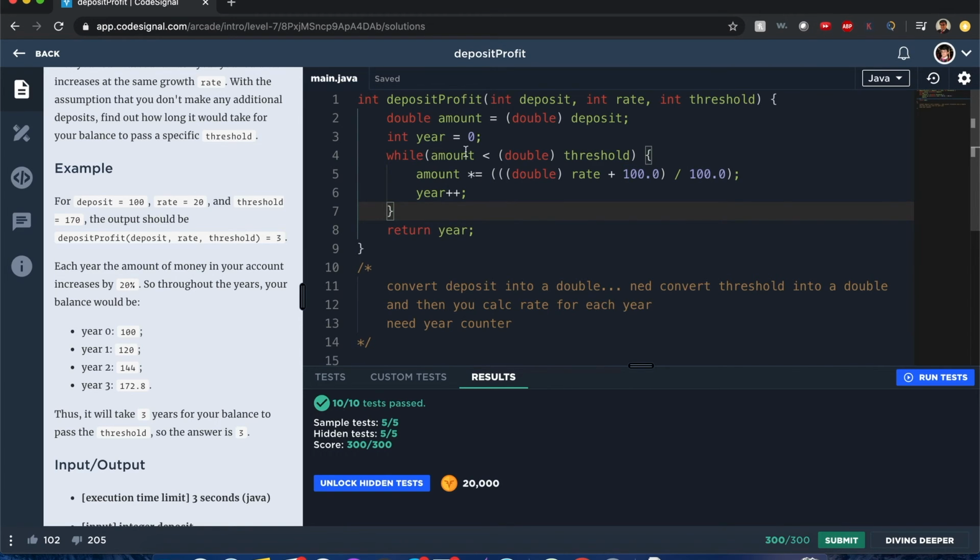So now you make sure that this amount is incremented until it's greater than the threshold. We also have a counter for the year, so that for every iteration it shows that 1 year has passed, then another year has passed. Then we just return the years once the loop completes. I think it's pretty straightforward and easy.